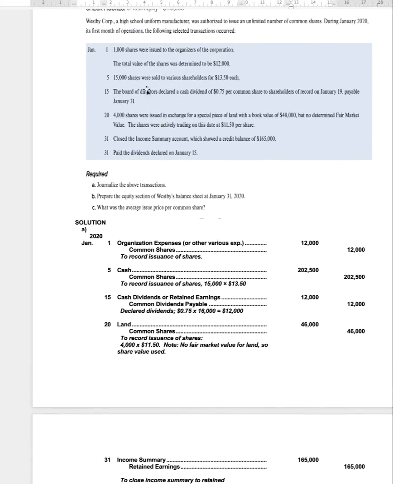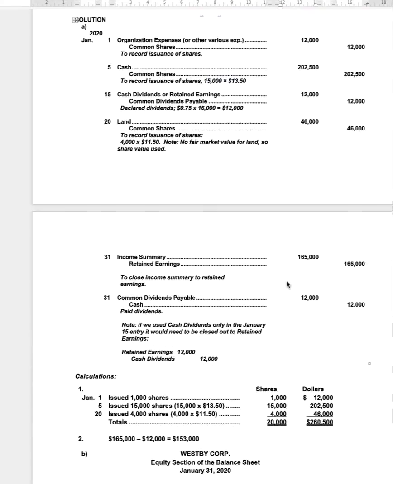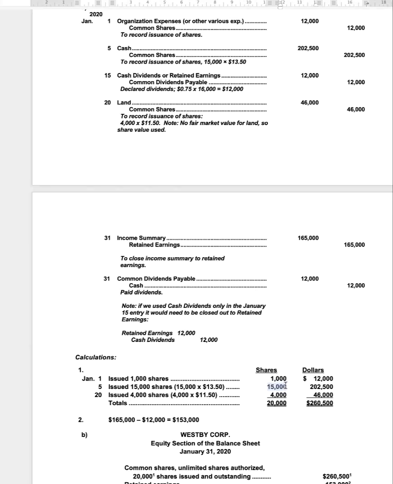You'll notice here now on the 5th, we issued 15,000 shares to regular shareholders for $13.50 each. So if we do the multiplication, we can see that our common share equity is going up, and when an equity account goes up, we credit it. And that would be for $202,500 when we do the multiplication. And in this case, our shareholders are giving us cash. So again, we're going to track the fact that we've issued 15,000 new shares and created new common share equity of $202,500.